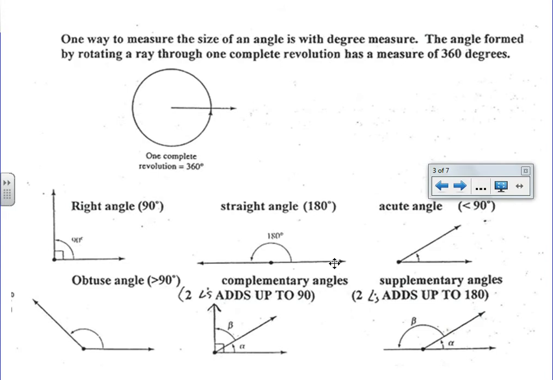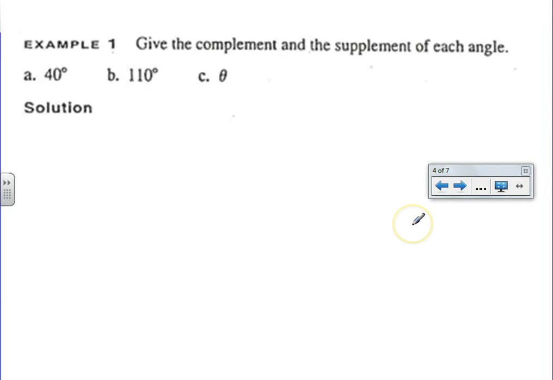And then some more vocabulary from geometry. Two angles that add up to the sum of 90 degrees are called complementary angles, and two angles that add up to 180 degrees are called supplementary angles. So this is all review from geometry still. The first question says, give the complement and the supplement to each angle. So let's look at part A.